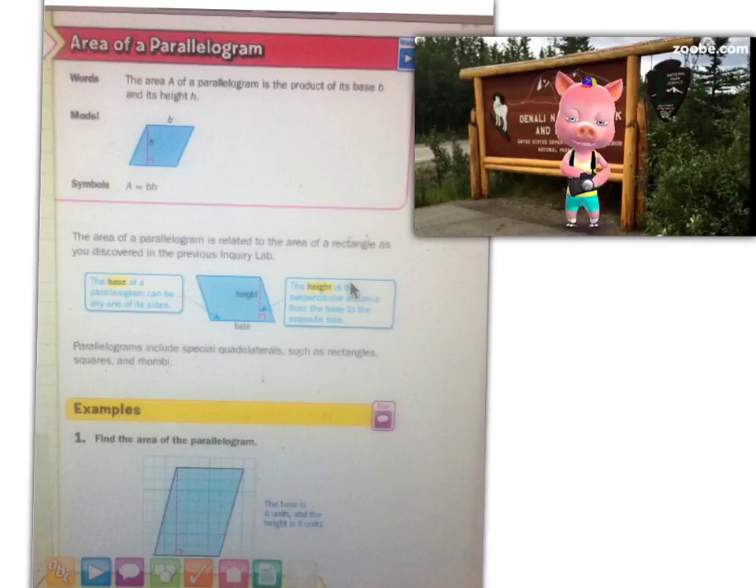Wow, I made it to Denali National Park, one of the largest national wildlife parks in America.